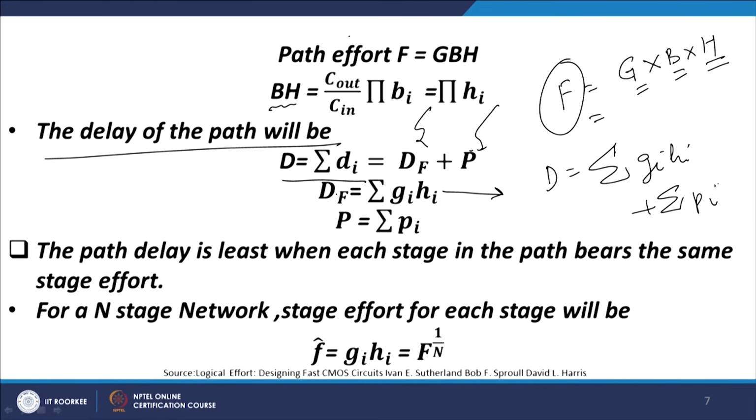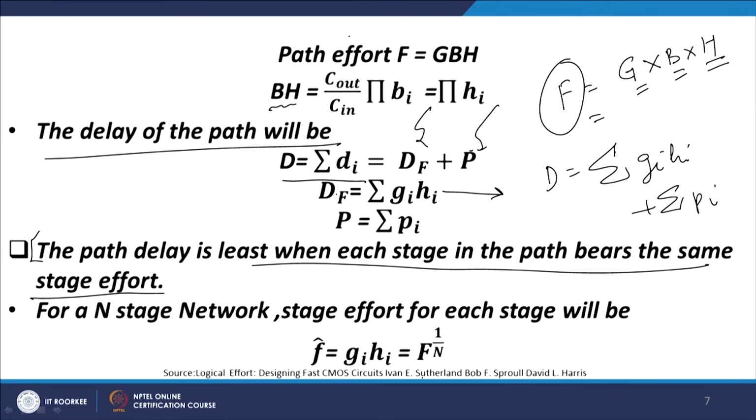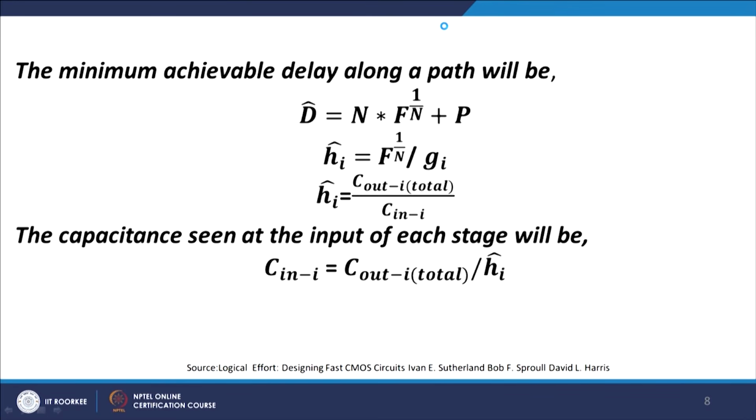Now I will make a statement here: the path delay is the least when each stage in the path bears the same stage effort. So if you have a single path, the path delay is least if all stages have the same stage effort, and that is pretty important. For an n-stage network, the stage effort for each stage, f = g_i h_i, will be capital F to the power 1 by n, and that is the meaning of stage effort.